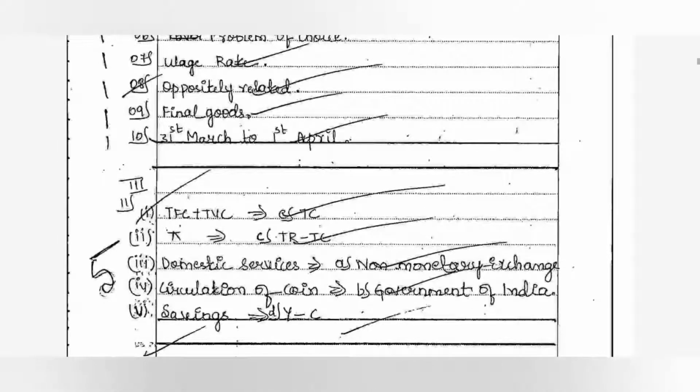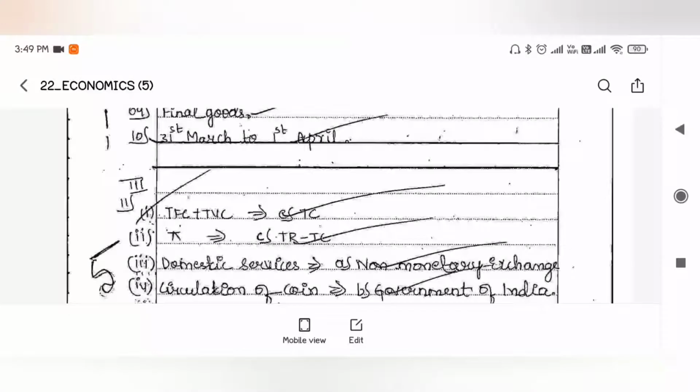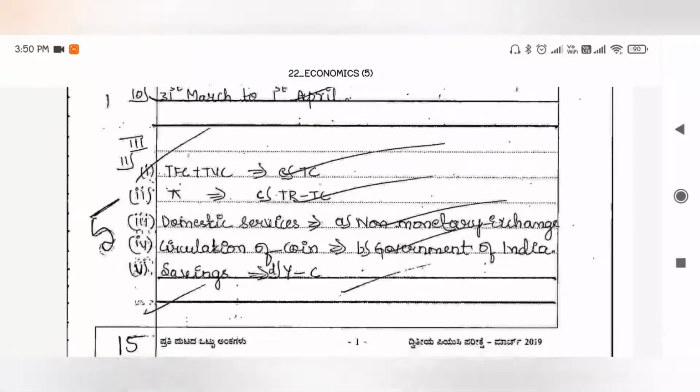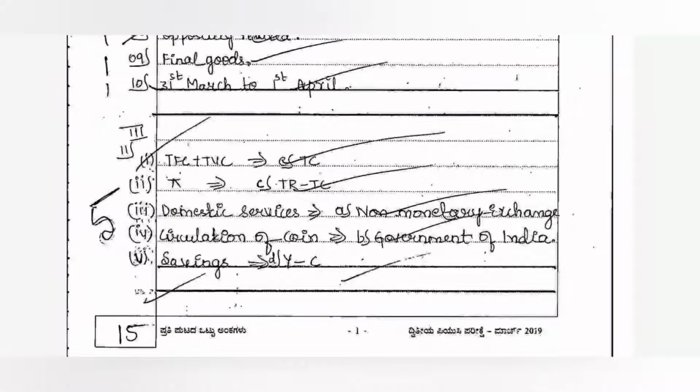Okay, let's move on to the choose the correct answer. As you can see in the paper, TFC plus TVC, that is total fixed cost plus total variable cost, is equal to total cost. The symbol of profit means total revenue minus total cost, we get the reward, that is return.